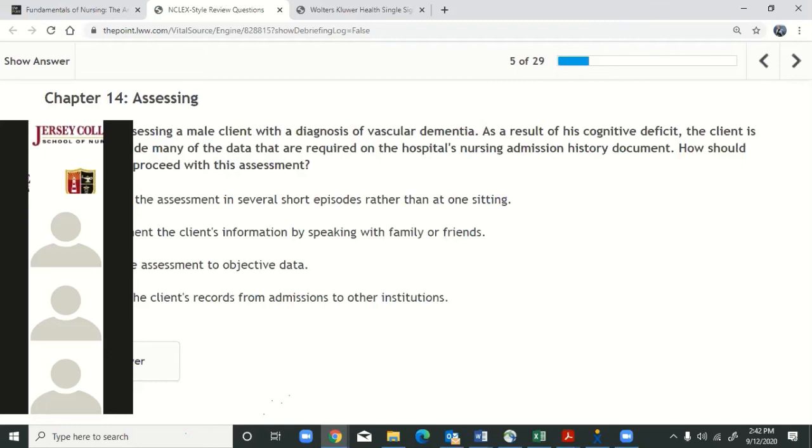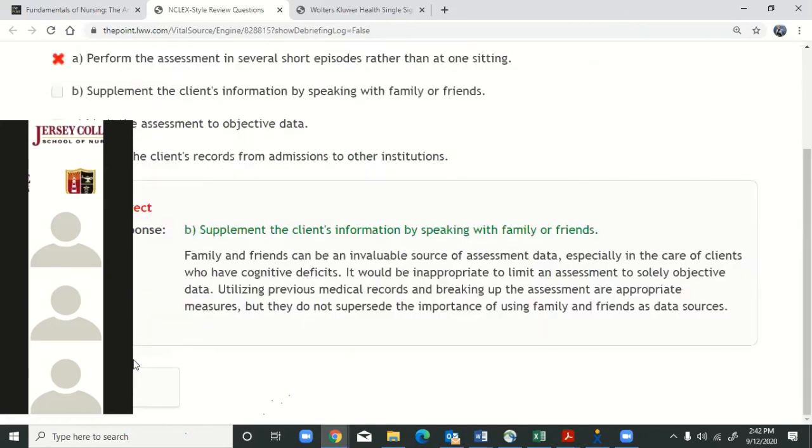So our question is really asking how we should best proceed with the assessment. Oh, that's why I said A, because you have to talk to them shortly so they can understand. A, yeah. So I was saying A. I said A, yep. B. Yeah, I said it.